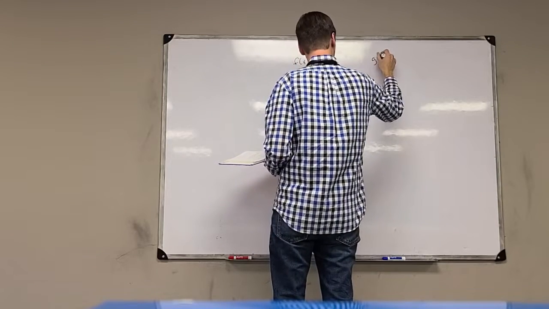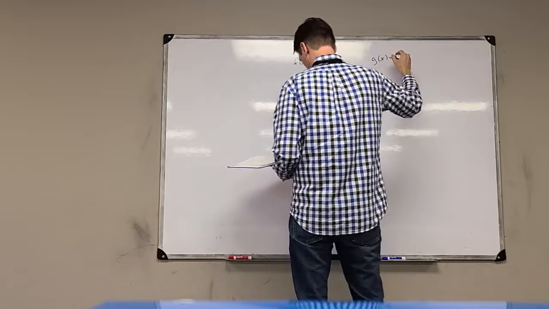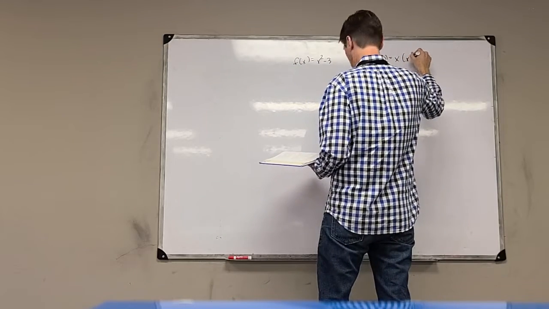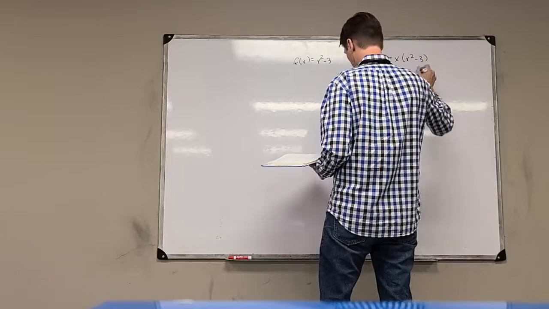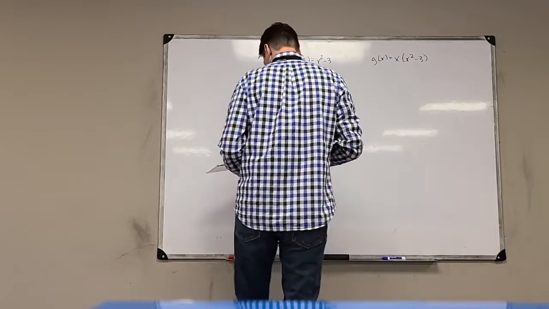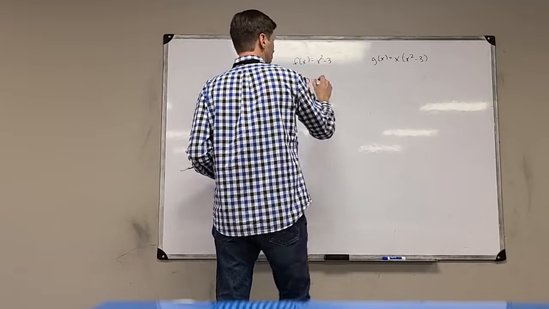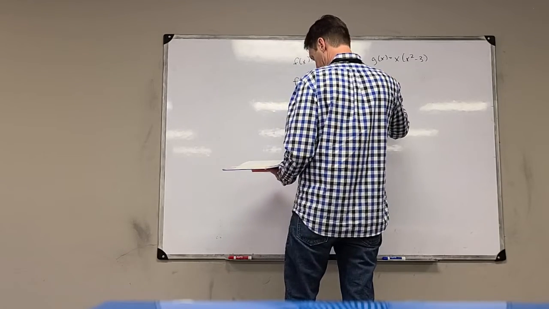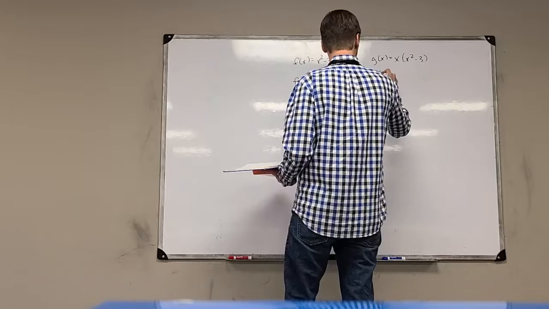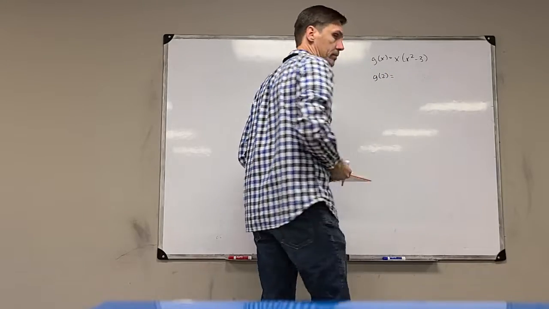And the other one was g of x equals x to the x squared minus 3. And so they ask us to find f of negative 1. What does that equal to? And g of 2. What is that equal to? All right.